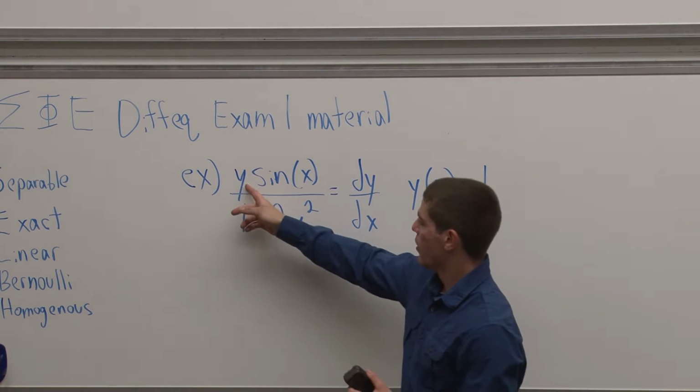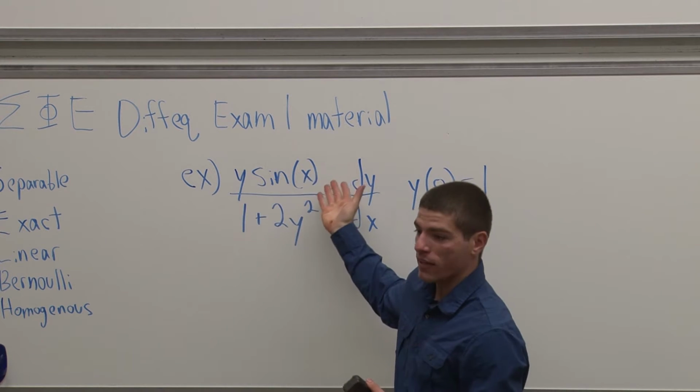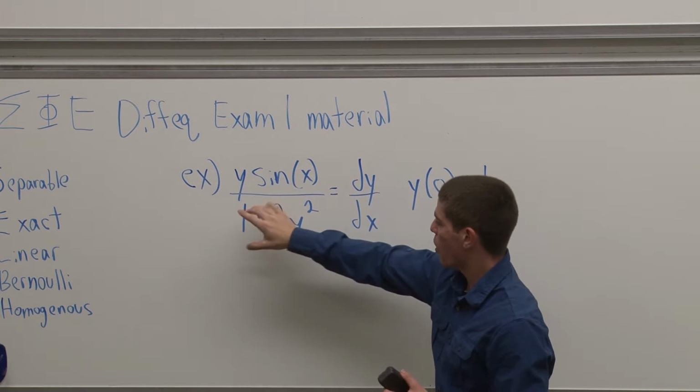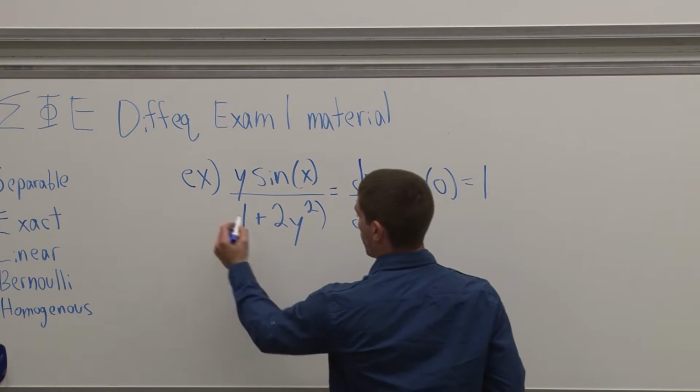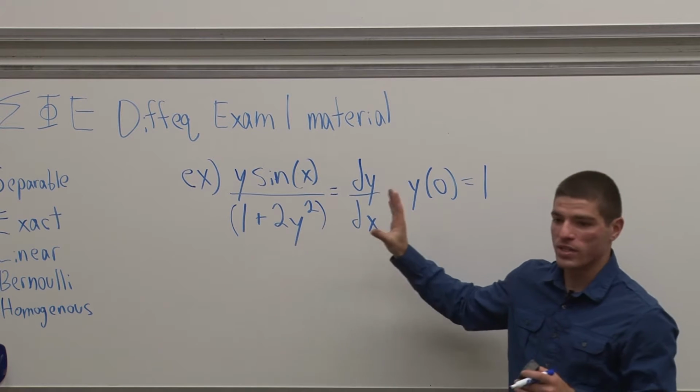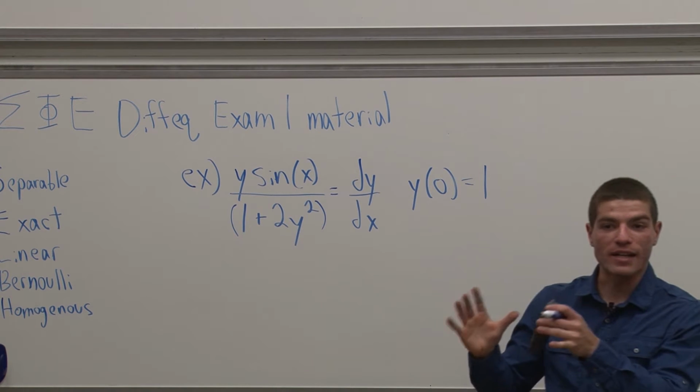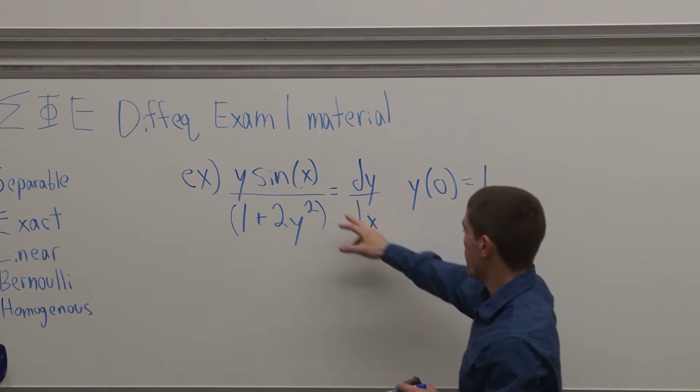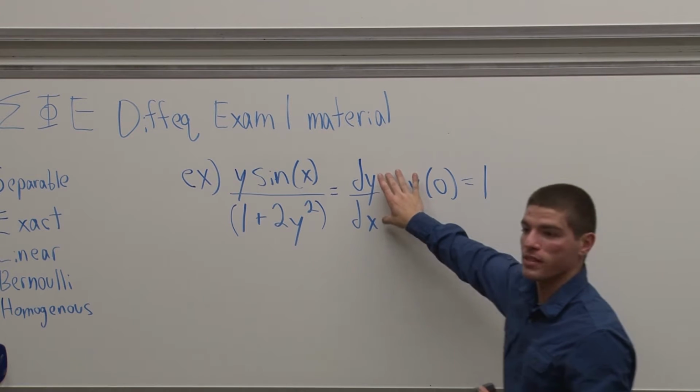So here you have y times a sine of x, so that can be separated. And then you have this whole monomial term in the bottom, where you have 1 plus 2y squared, which that whole thing could be put in parentheses and separated for y. And then you have equals dy and dx, which those can indeed be separated.